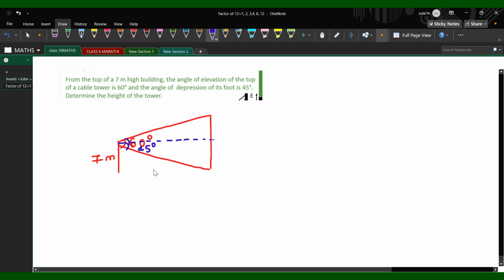Oh, quite challenging, sir. How will we do it? How will we solve 45 degree now? How will we find the height of the tower? Yeah, this is a new one wherein we have a 45 degree.